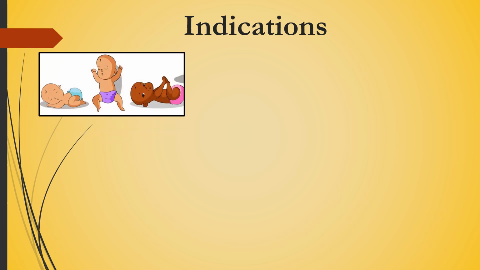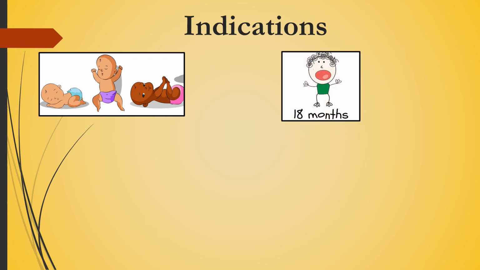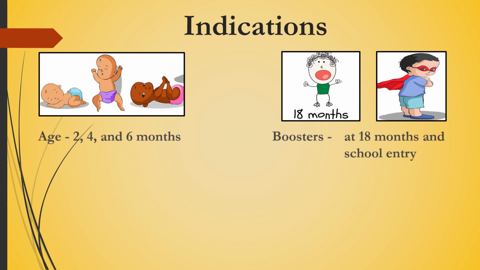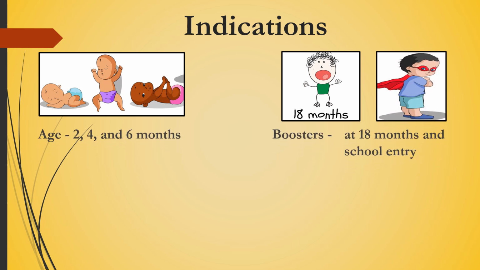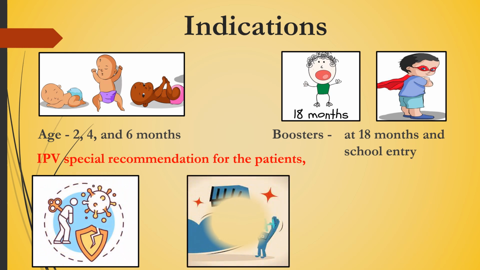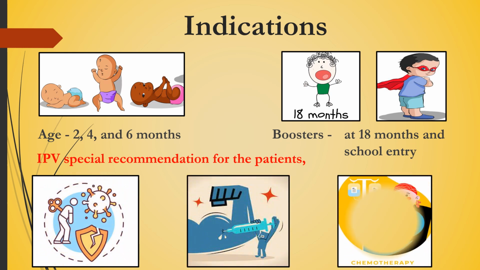Polio vaccines are administered to infants at the age of 2, 4, and 6 months. Booster doses are administered at the age of 18 months and school entry. Both oral polio vaccine and injectable polio vaccine could be used according to the immunization program of the particular country. Injectable polio vaccine is especially recommended for patients with congenital or acquired immunodeficiency, those on systemic steroid therapy, and those who are on chemotherapy.